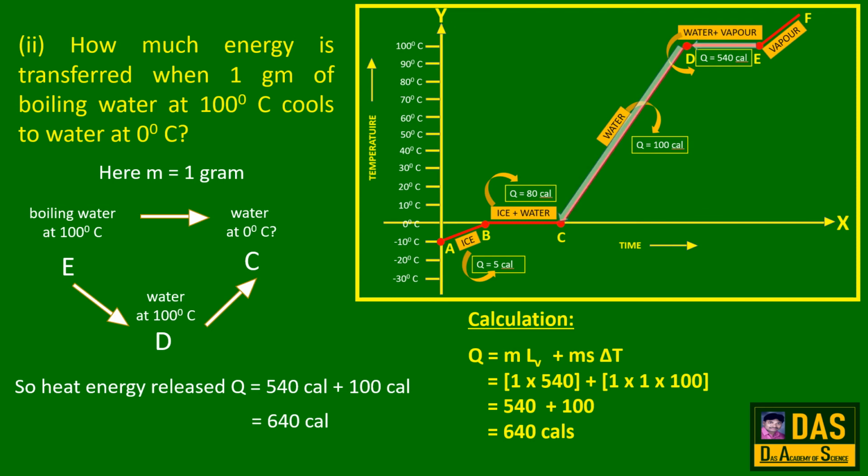Here m is 1 gram and latent heat of vaporization LV is 540 calories per gram. Yes, specific heat of water is 1 calorie per gram degree Celsius, and change in temperature is 100 degrees Celsius. So 1 into 540, that is 540, plus 1 into 1 into 100, that is 100. So 540 plus 100 is 640 calories. That means the heat energy released when 1 gram of steam, that is boiling water at 100 degrees Celsius, cools to water at 0 degrees Celsius is 640 calories.